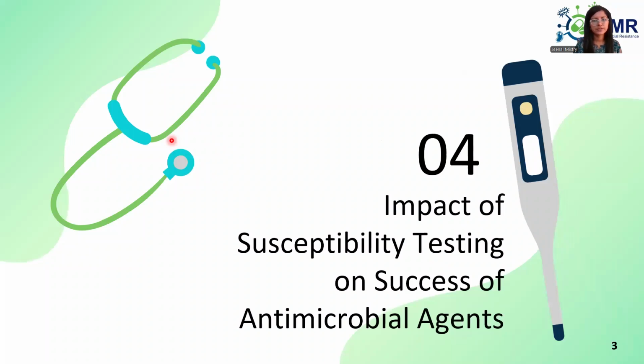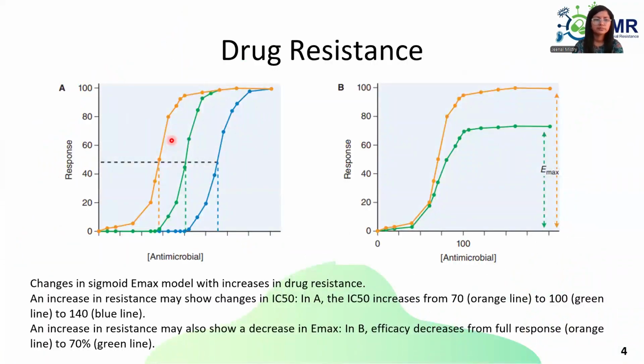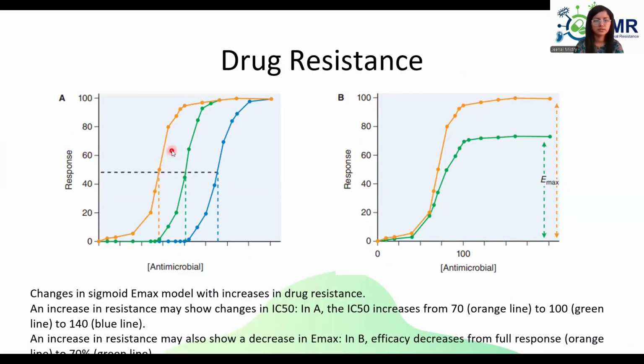So this is the impact of susceptibility testing on the success of that antimicrobial agent, and it is a major factor. How the selection of the antimicrobial according to susceptibility or resistance is really helpful for the effect of the antimicrobial in a particular disease. So this is how the drug resistance develops, based on that particular susceptibility testing, and how it is affecting, right?